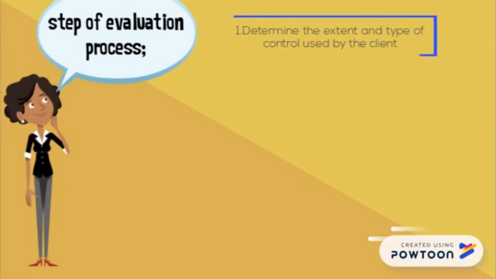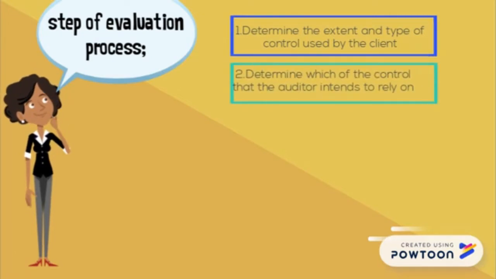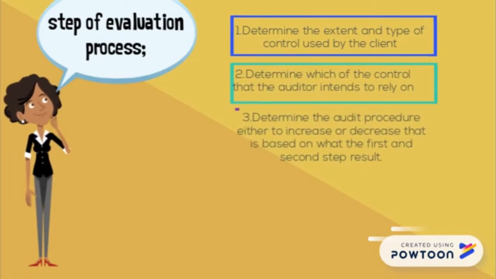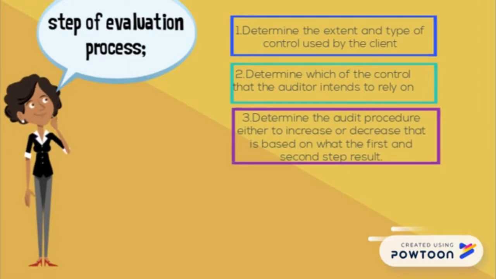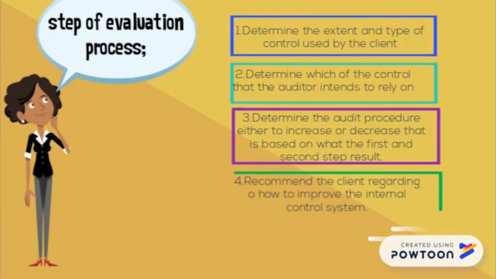1. Determine the extent and type of control used by the client. 2. Determine which of the controls the auditor intends to rely on. 3. Determine the audit procedure, either to increase or decrease, based on the results of the first and second steps. 4. Recommend to the client how to improve the internal control system.